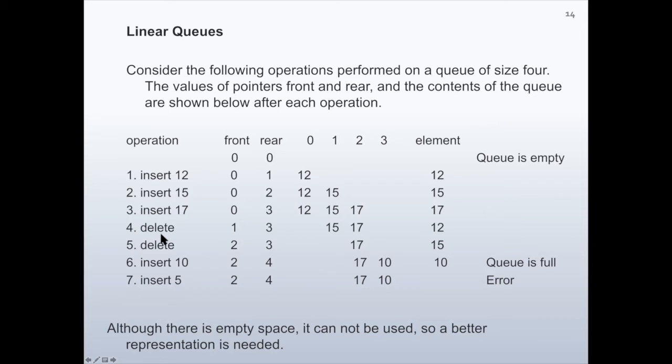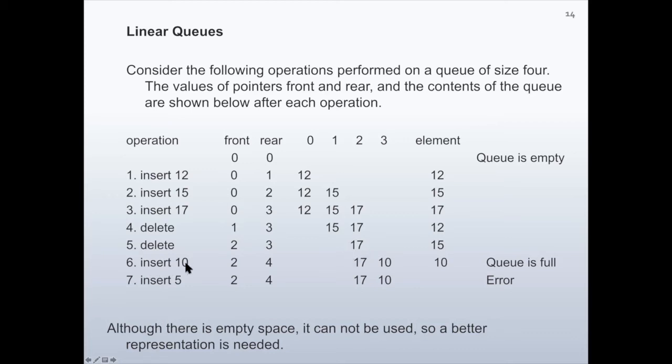And then we have a delete operation. Delete is applied at the location which is indexed by front. Front was 0, so the item at location 0 is removed from the queue, and front is incremented by 1. So now this is the front element in the queue. The value of front is 1. There is another delete operation. Front was 1, so 15 is removed from the queue. Front is incremented by 1, so this is the new front element of the queue.